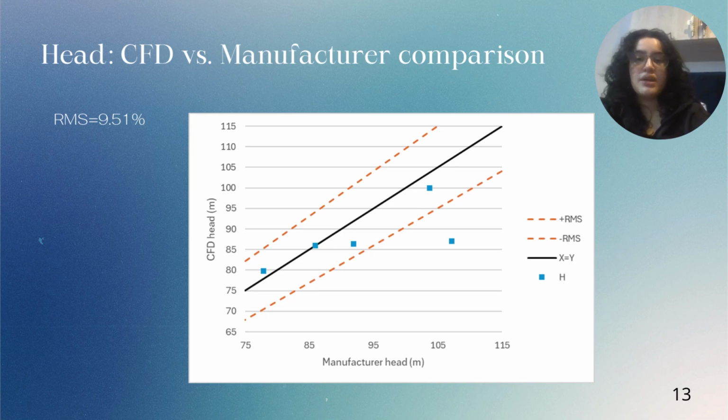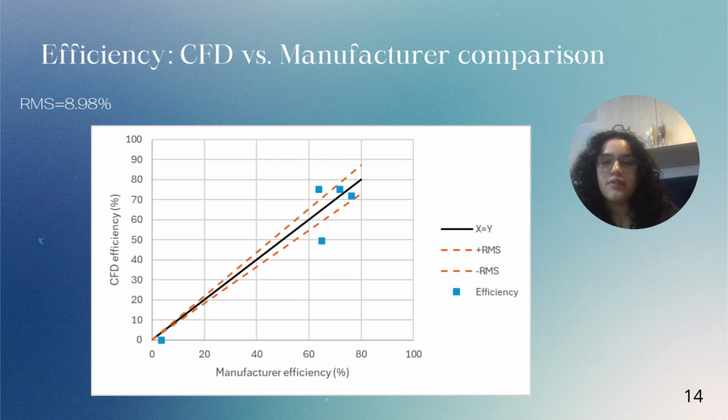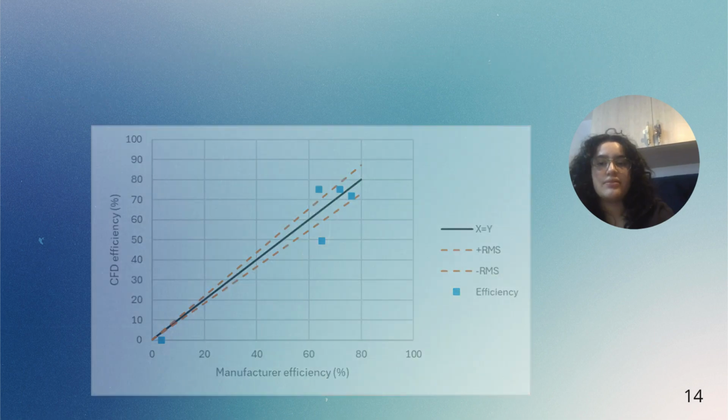It was generated by calculating the root mean square, which is 9.51%. By having 4 of 5 points within this range, it can be said that the data we got by the simulation is similar to those of the manufacturer. In the case of efficiency, an RMS of 8.98% was obtained. Therefore, it is observed that there are more points outside the range, which however are very close to the lines that were generated.